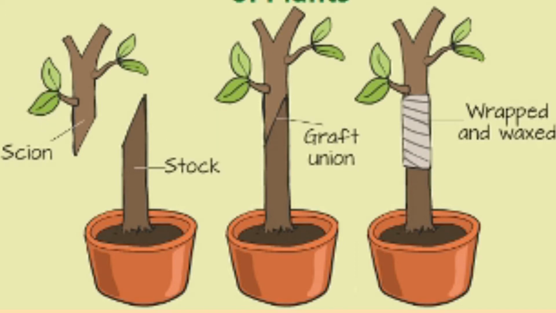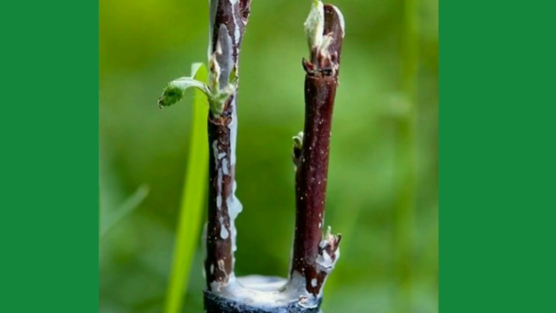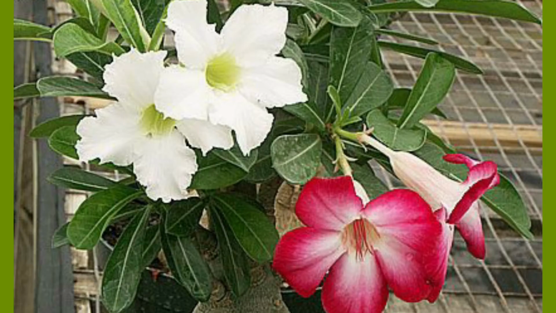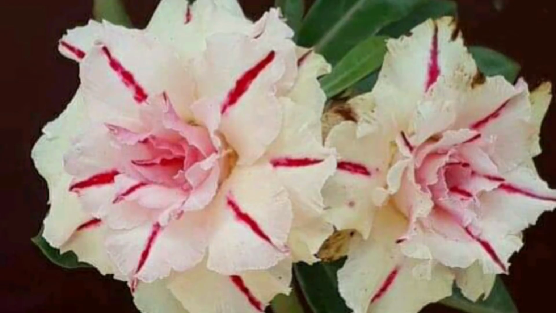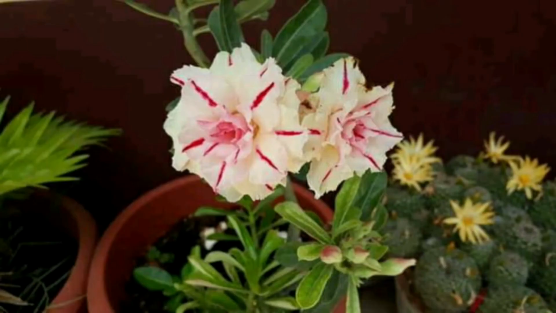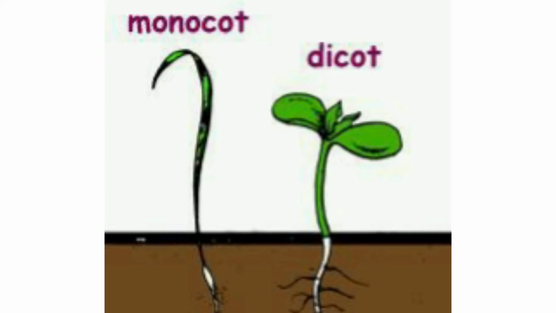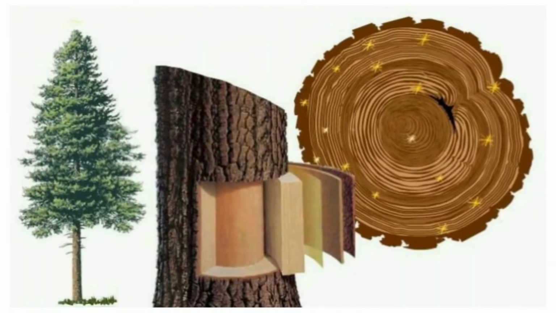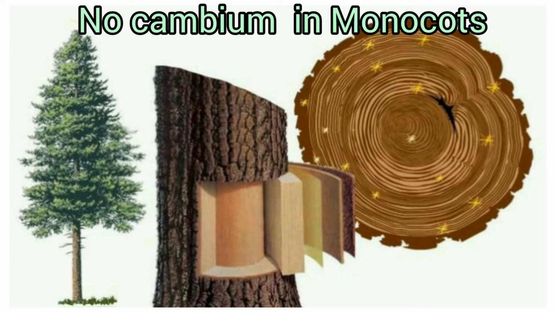The stalk plant should be resistant to disease and have a deep root system for absorbing water and minerals from the soil, while the scion should be from the better yield variety plant. Grafting is very successful in dicots but not in monocots. Can you tell me why? Yes, the reason is that monocots do not have any cambium.